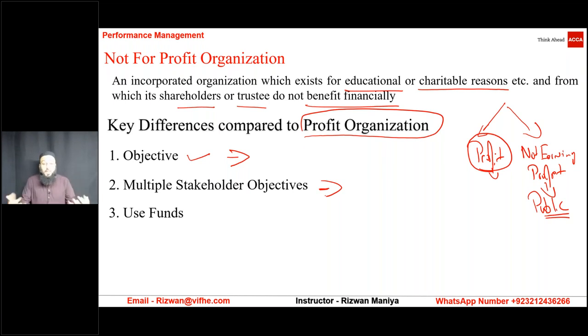So this is a major difference if I compare not-for-profit with a profit organization, because in a profit organization, the ultimate priority is given to shareholders, whereas in not-for-profit, you need to consider government, employees, and customers, and try to fulfill their objectives. The third challenge that comes in a not-for-profit organization is the use of funds. So for that, let's move towards the next slide.